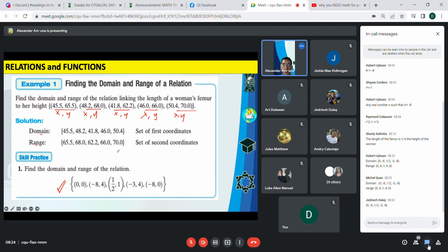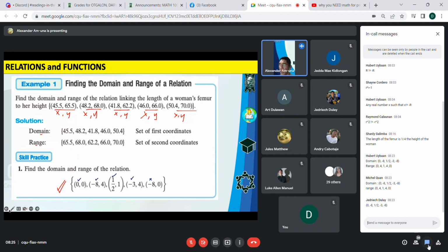0, -8, 1/2, and -3. Okay? So it would be 0, -8, 1/2, -3. You're not going to write -8 twice. Okay? Because in your set of domain, all the values there should be unique.